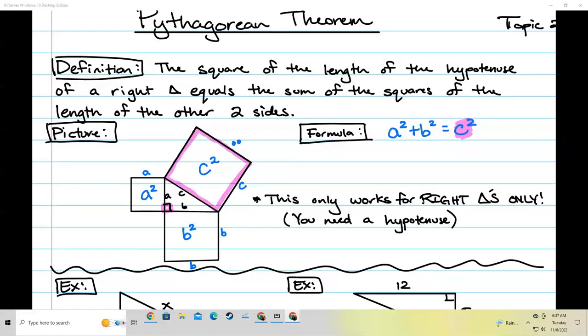I'll put a little thought bubble right here. The hypotenuse is the one that needs to go by itself. I'll highlight that in pink as well. Because this formula only works for right triangles, it only works for right triangles because you need a hypotenuse, right? You need to know which one's the one that's by itself. If you don't have a hypotenuse, then you don't know which one needs to go by itself. So this formula only works if you have a right triangle.